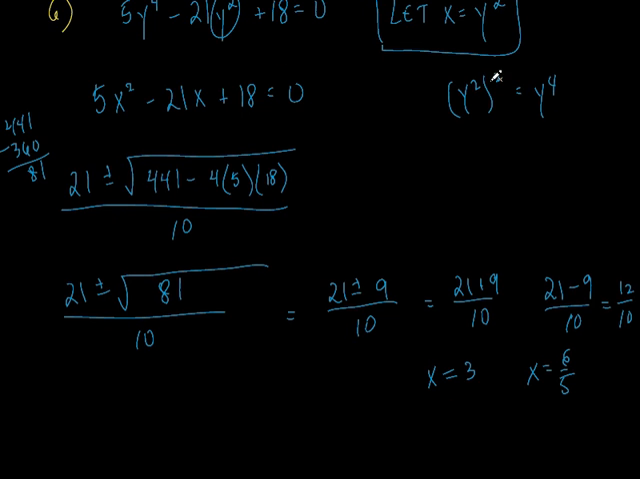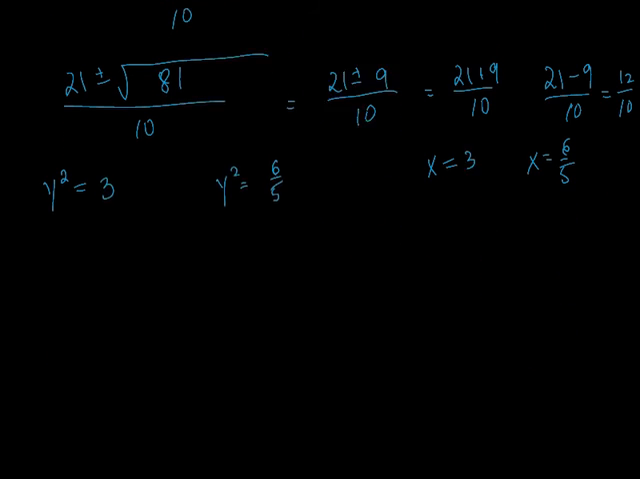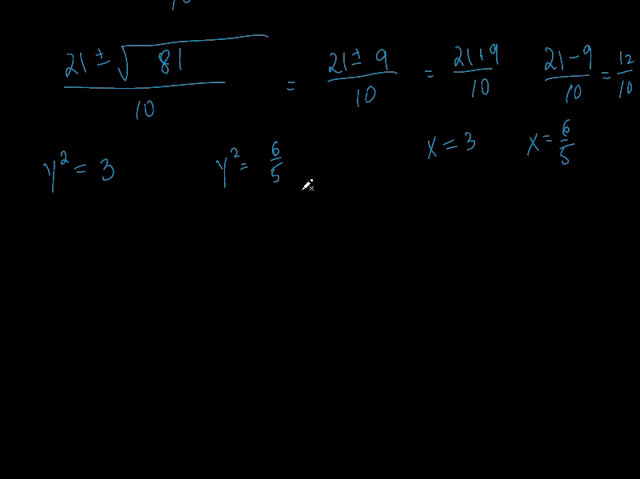What did we say? X was equal to y squared, correct? So watch what I'm going to do. I'm going to say y squared is equal to each of these. So y squared is equal to 3, and y squared is also equal to 6/5. That's our substitution, right? So now we solve for y. So take the square root of both sides. Don't forget your plus or minus. So that's plus or minus square root of 3. So that's 2 answers.